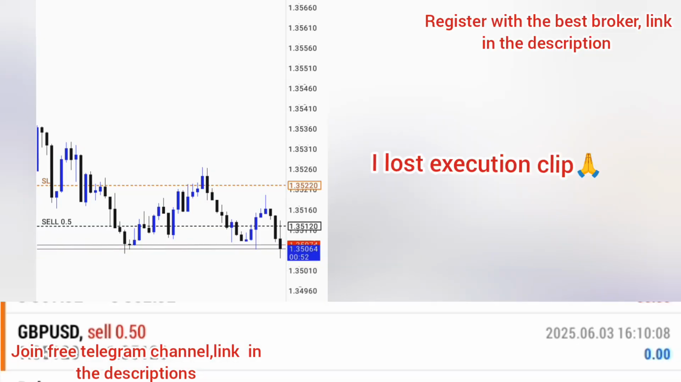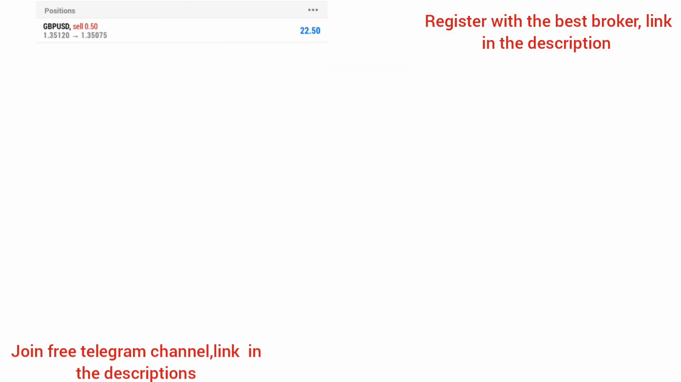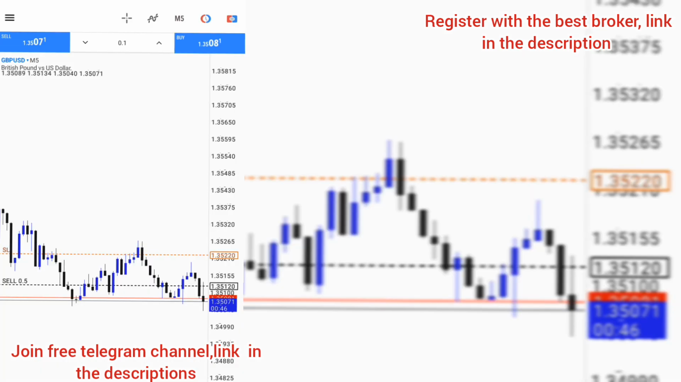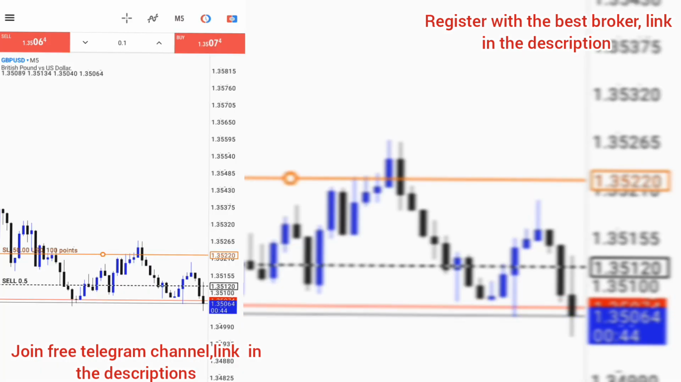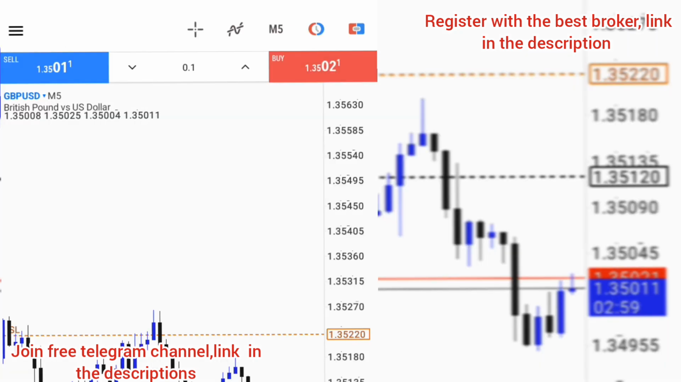This is the progress of our account. Currently we are up $23. Let's hold it. So guys, we are up about $50. So I'm going to set my stop loss at break even.